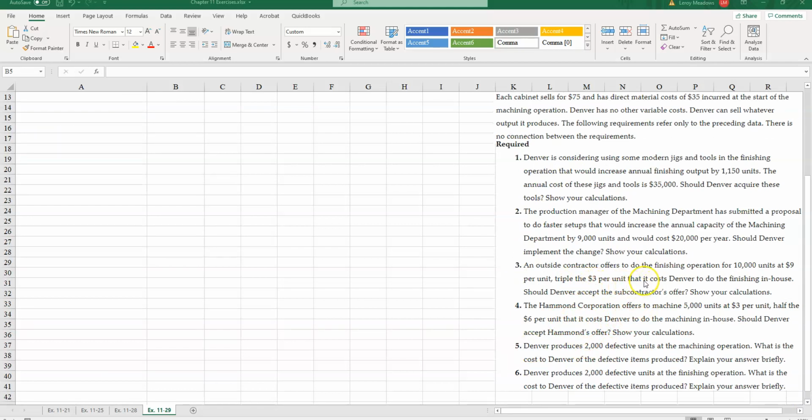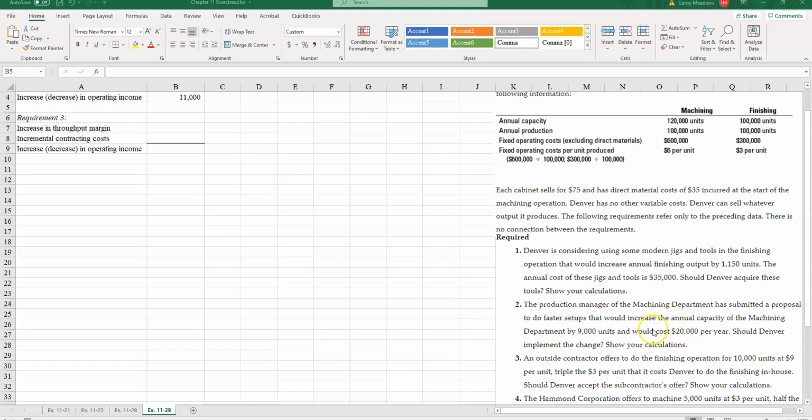Well, at first, it may not make sense. It's $3 per unit at the in-house manufacturing, but someone else wants to do it for $9 per unit, and they're able to do up to 10,000 units. Now, should we consider this? Yes, because that's our bottleneck here. So anything that can add capacity, we at least want to take a look and run the numbers.